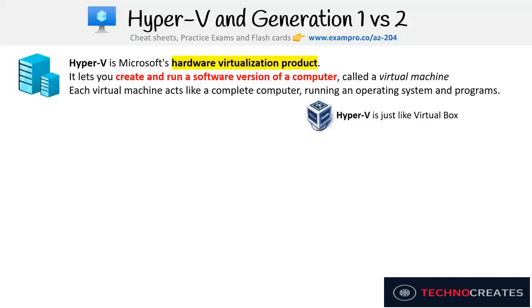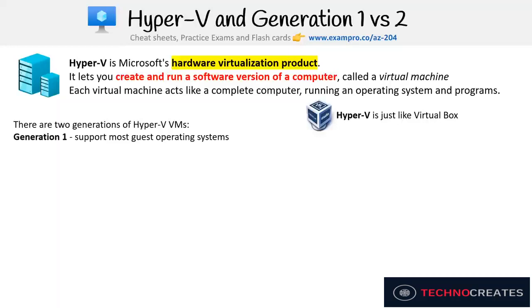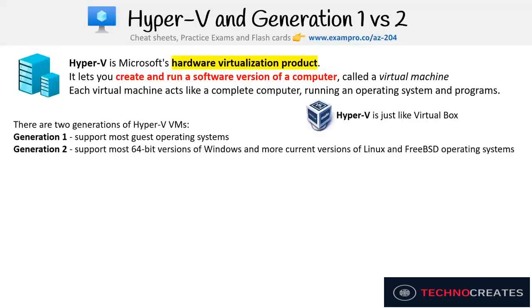And it already comes pre-installed on Windows 10, so you might have to toggle something on. I can't remember it because it's been a long time since I've had to configure it. But the point is that if you have a Windows machine, you're already ready to start using Hyper-V. And Hyper-V has 2 generations of virtual machines. The first one was generation 1, and this will support most guest operating systems. And then generation 2 supports most 64-bit versions of Windows and more current versions of Linux and FreeBSD operating systems.